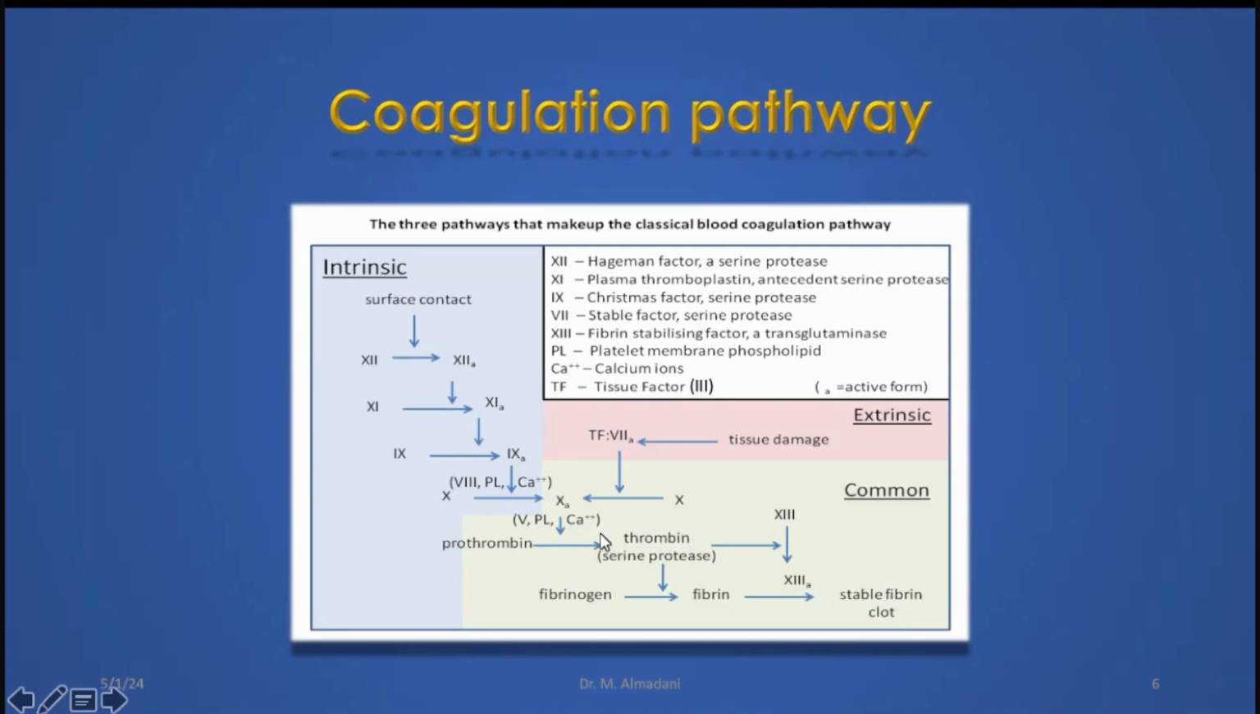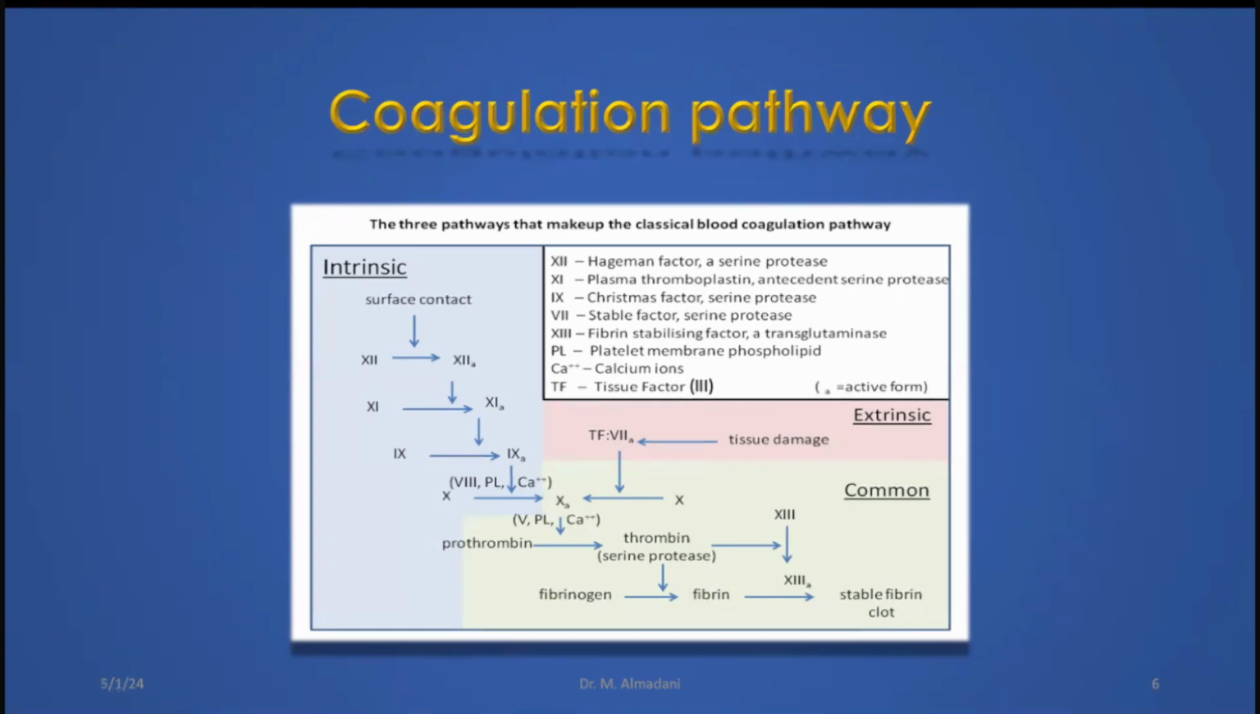Now, thrombin has two major important functions. The first one is the activation of fibrin from fibrinogen. Fibrinogen is the inactive form of fibrin. And the other one, which is very important, is the conversion of factor number 13, which eventually will stabilize the fibrin formation.